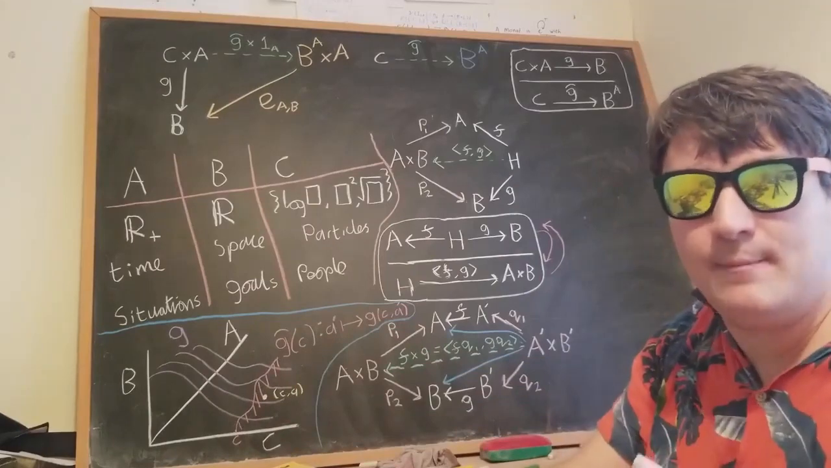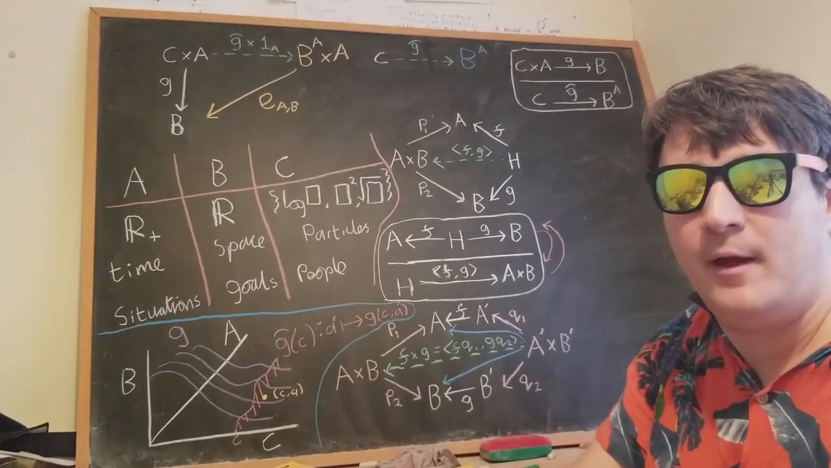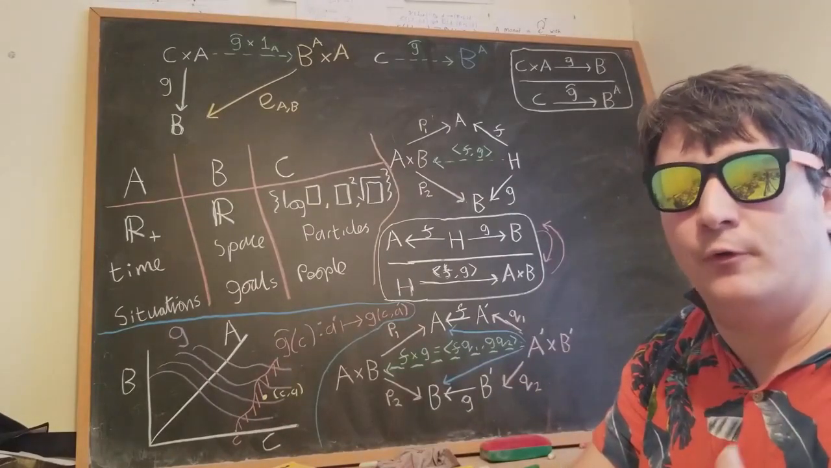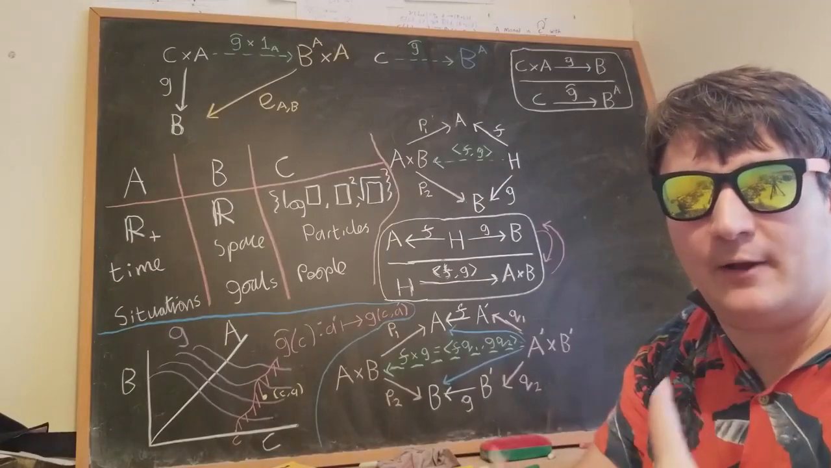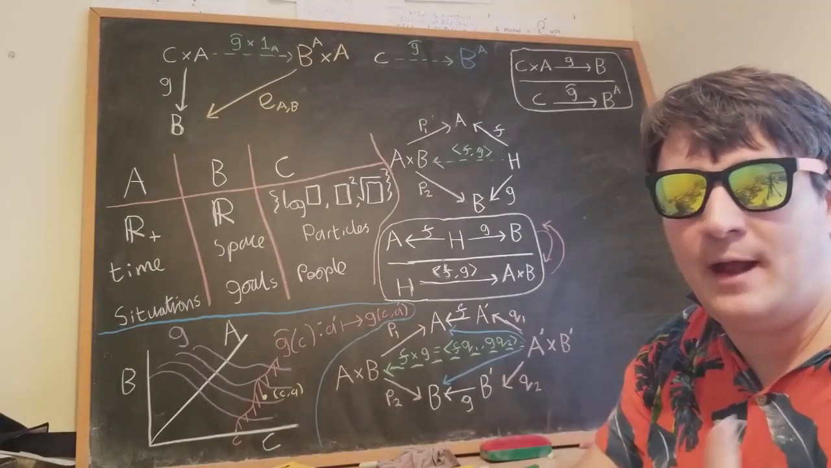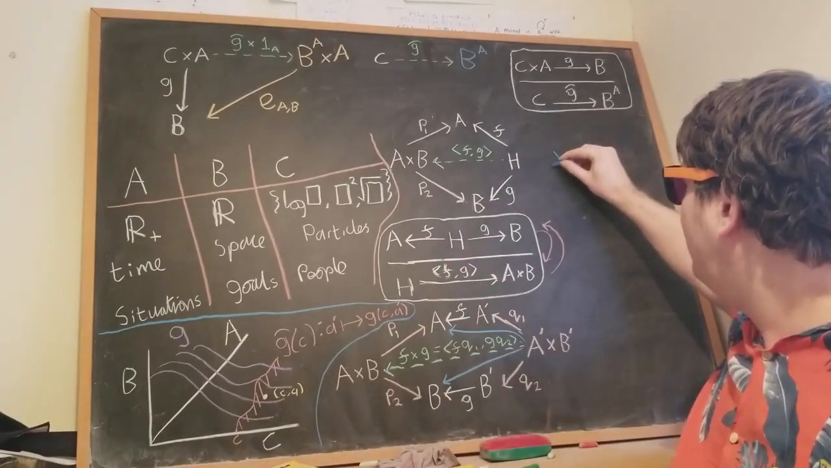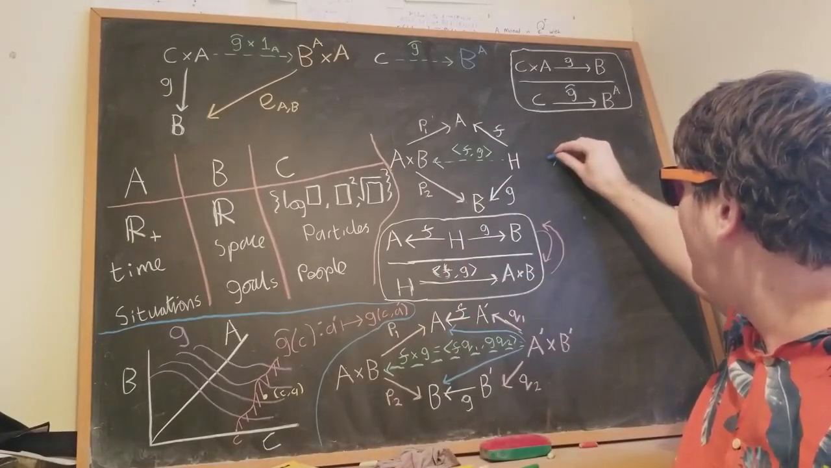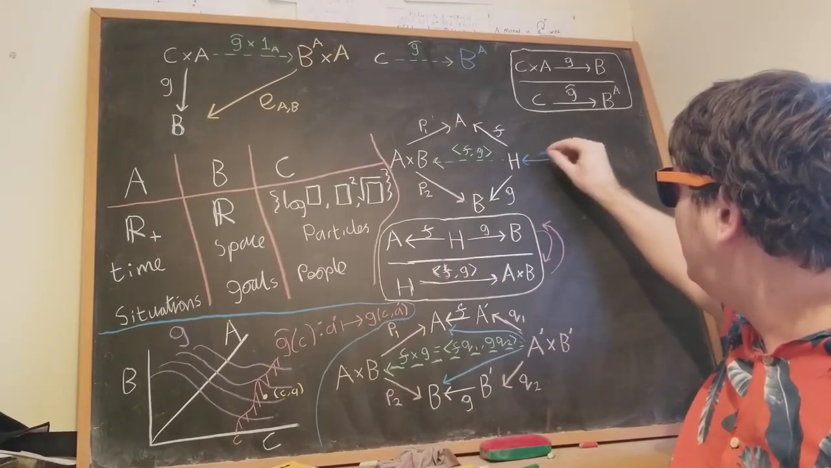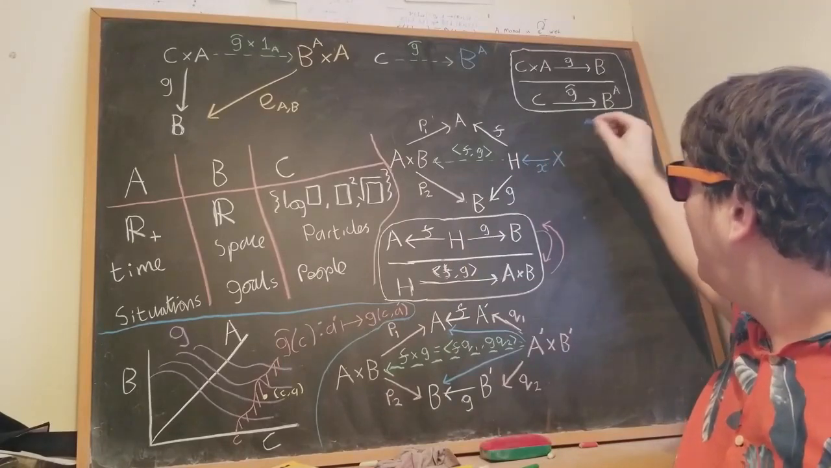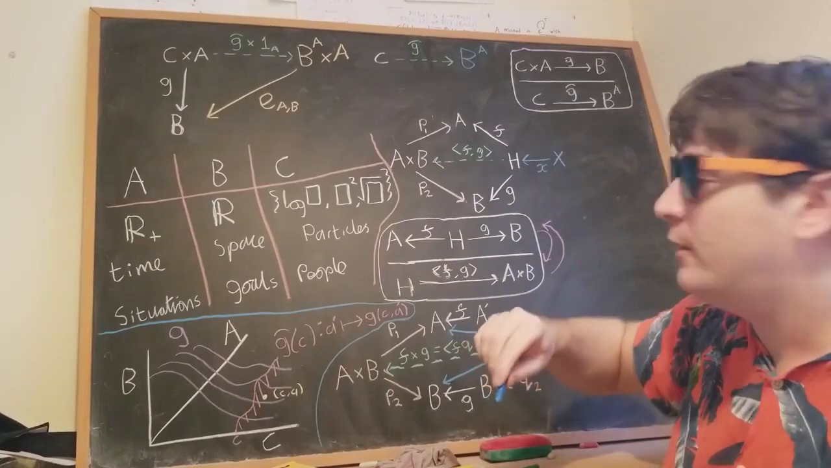Okay, so while I'm talking about this, I just want to quickly recap a very useful result that has to do with dealing with these categorical products. And that is that, say we have another object, capital X, and we have an arrow, little x, which goes into H.